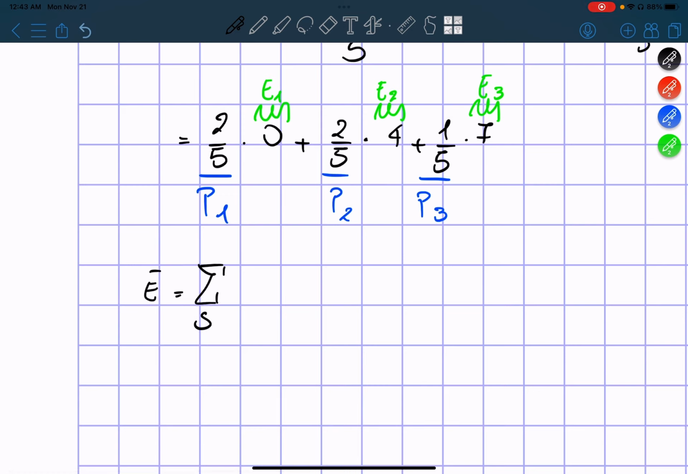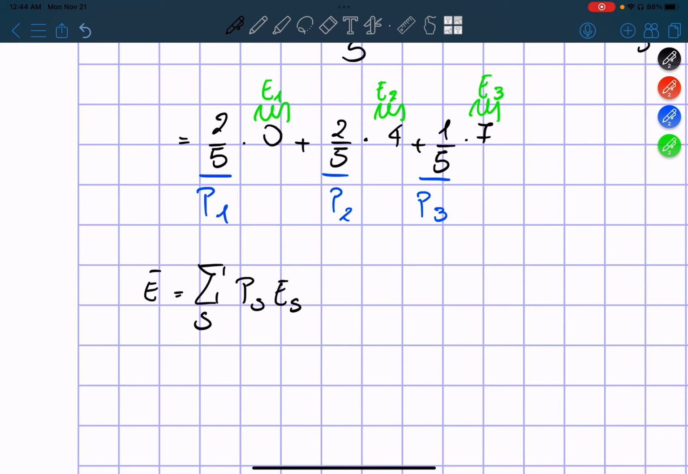I'm going to use S. I believe the book uses S. Let me just make sure so I keep the same. Yes, okay. So the sum over S of our probability, which is P of S, times our energy, so E of S. This way, we reduced a bigger problem to a much simpler one.